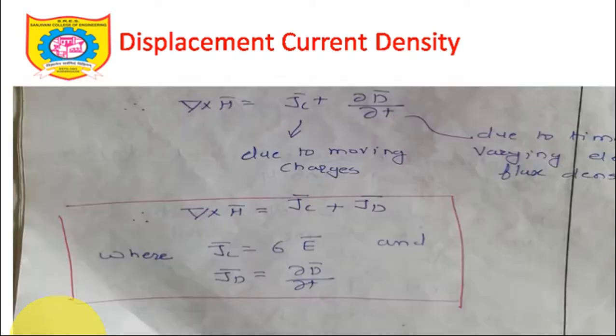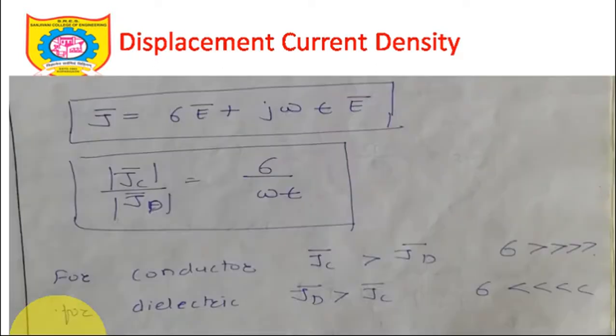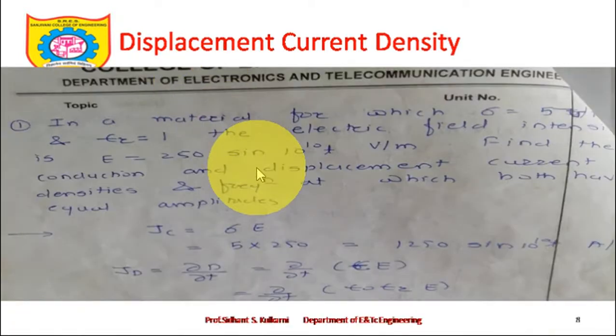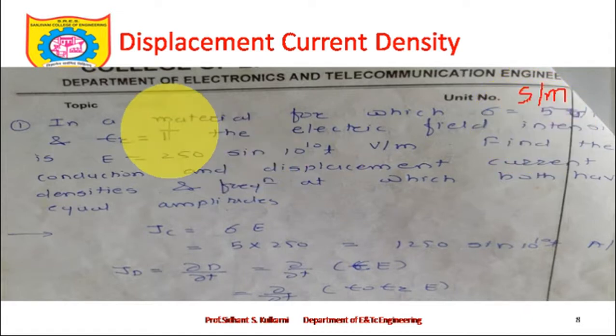So the first numerical that we will see today is: a material for which sigma is equal to 5 Siemens. Siemens is also denoted by the mho symbol. So there are two symbols by which conductivity can be represented: Siemens per meter, or mho, that is MHO, which is exactly the reverse of ohm. So 5 mho per meter, and epsilon r is equal to 1.